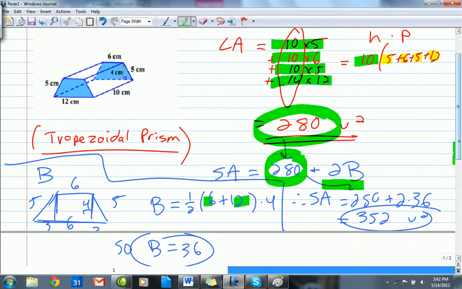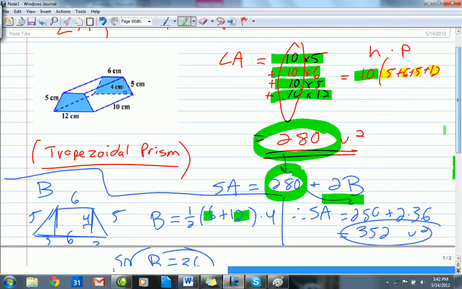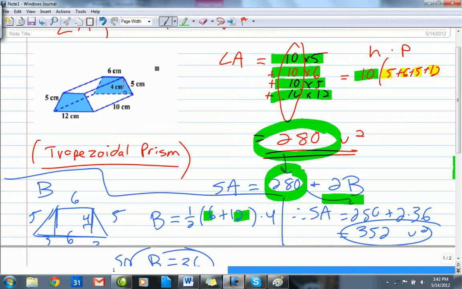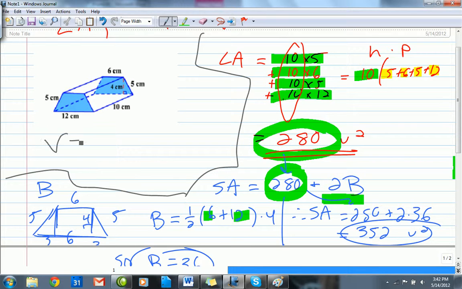Volume is much easier now that we have the area of the base. I'm going to try to squeeze this all in one window. Actually, that's not a very good idea. I'm going to try anyway. So here's our B, which we already found was 36. Remember, our volume is going to be the area of the base times the height. Capital B is the area of the base. I already got the area of the base. It's the area of this trapezoid, or the top trapezoid, which was 36.